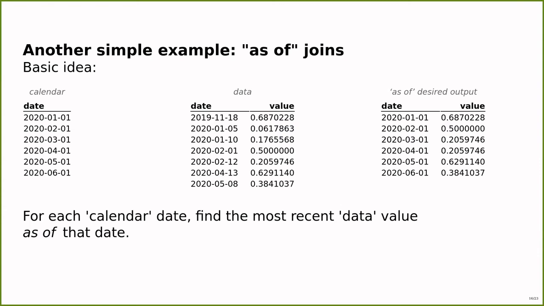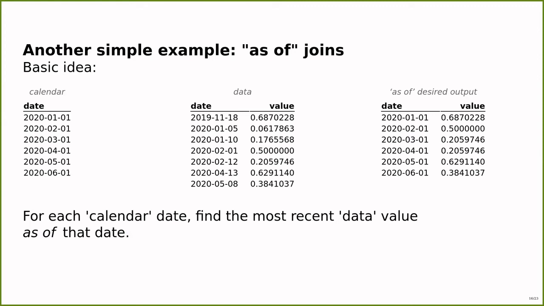And conceptually, the problem can be thought of in many different ways. Two in particular come to mind for me. One way is to think about it as a non-equality join, where for every calendar date, you roll through the data dates until you find the date that's less than or equal to the calendar date, and that's the value you pick. So it's kind of a rolling non-equality join on date.